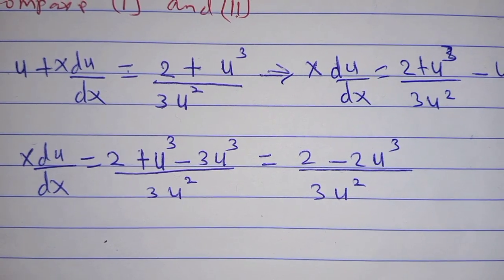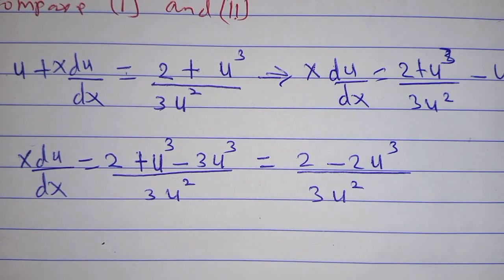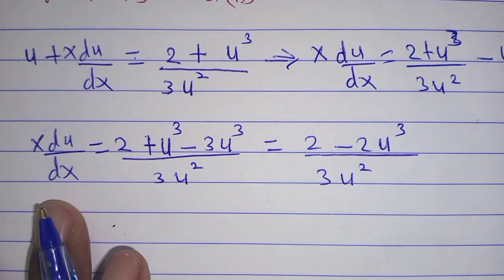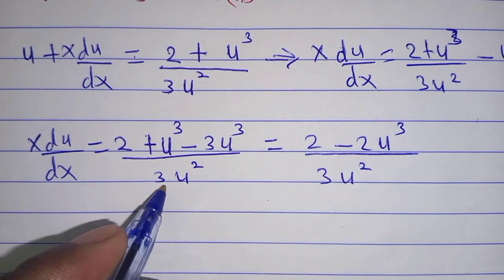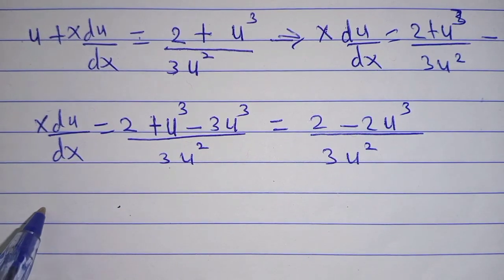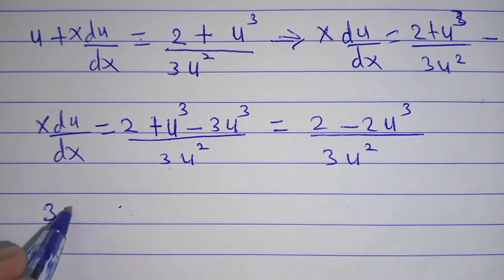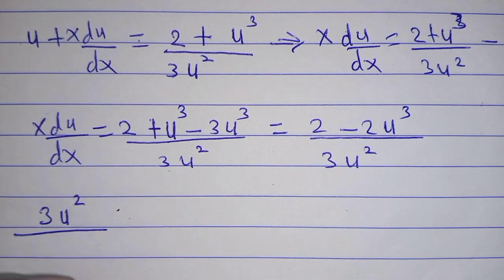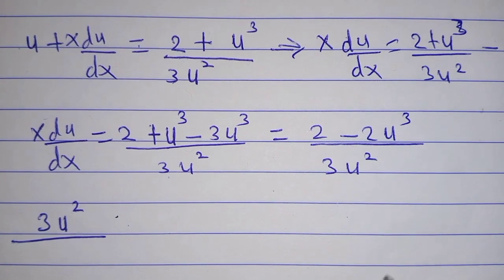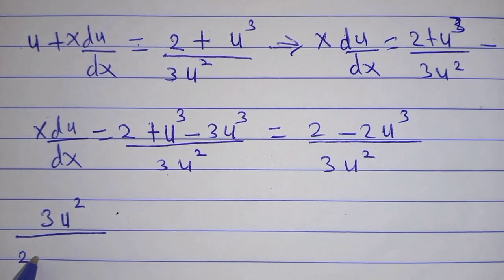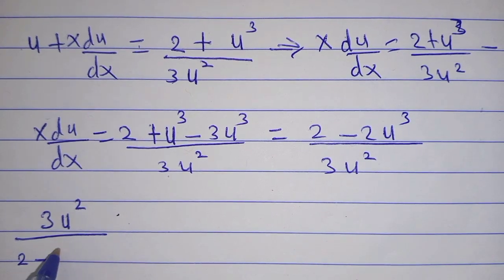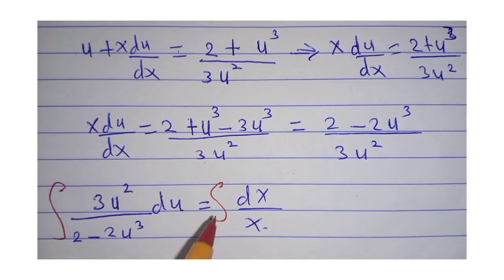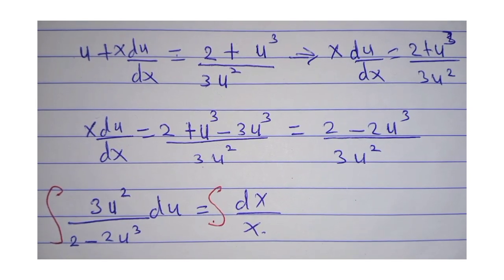Now from there, we separate the variables. How do we separate the variables? We are going to multiply by this denominator. So we are going to have 3u squared divided by this part here, divided by 2 minus 2u cubic. We introduce integral signs, both sides.